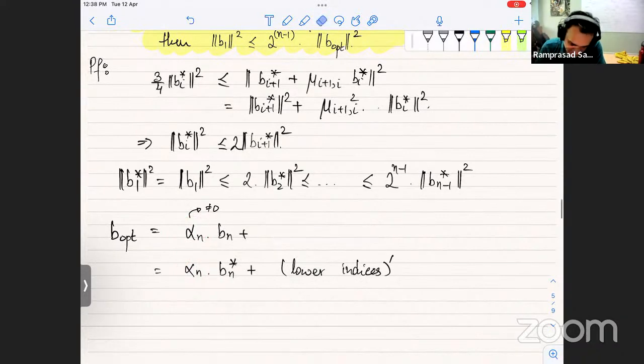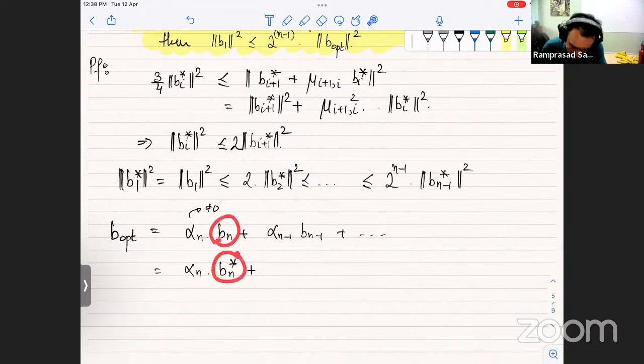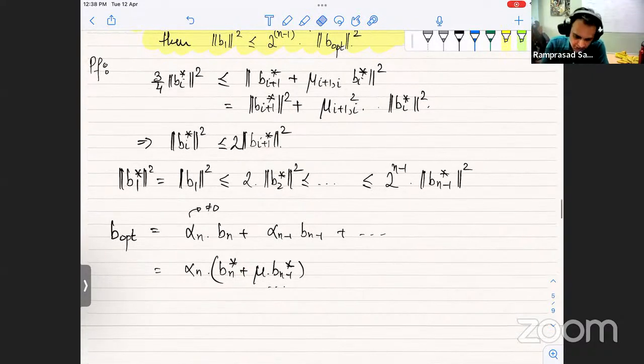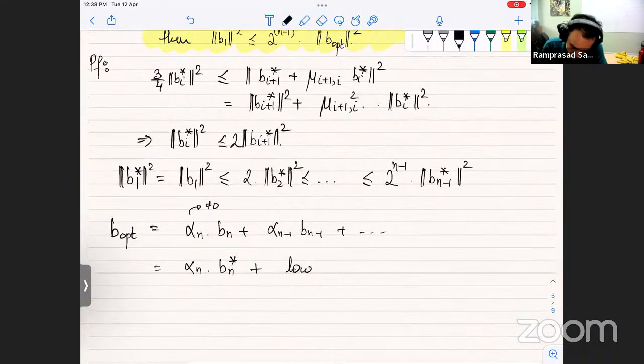What I mean by this is, suppose this was of the form plus alpha n minus 1 b_{n-1} plus blah blah blah. Now when I replace b_n by b_n star, by that what do I mean? I am basically going to replace it by b_n star plus some mu times b_{n-1} star, blah blah blah. Therefore the leading term is still going to be alpha n times b_n star. Plus, I might have messed up all the lower order indices, but I don't care about this. All I'm saying is that this looks like b_n star plus lower order terms.